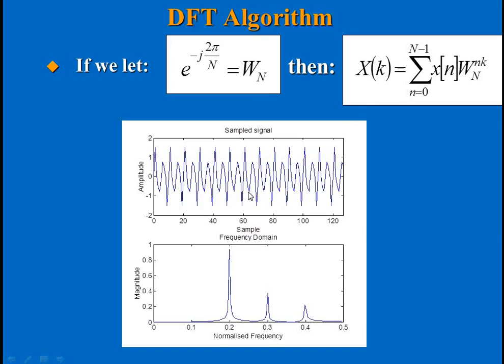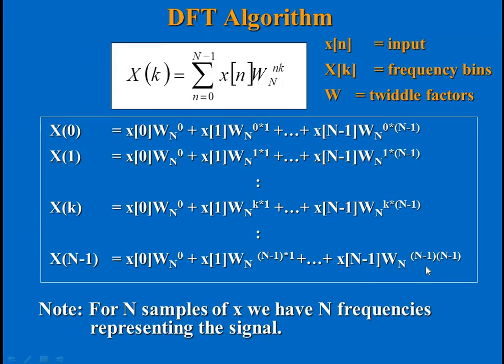So this is an example for x of n and an example for x of k. This is a sampled, discrete time signal, and this is the discrete frequency signal x of k. This is the general formula. We all know x of n is the input, x of k is the output in the discrete frequency form, and W N is the twiddle factor.